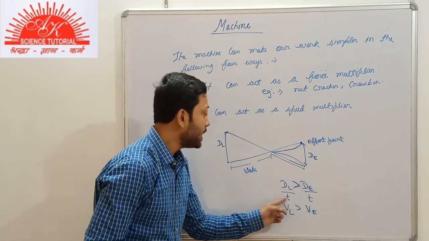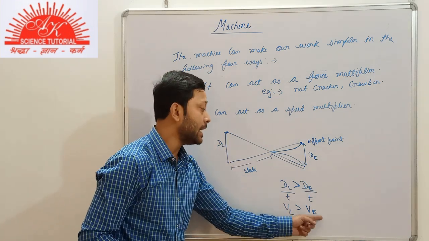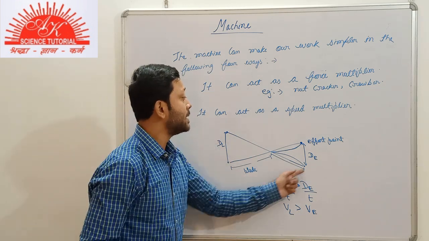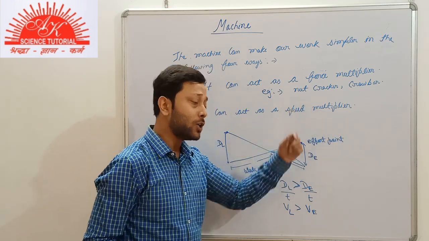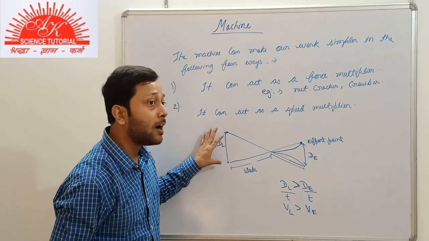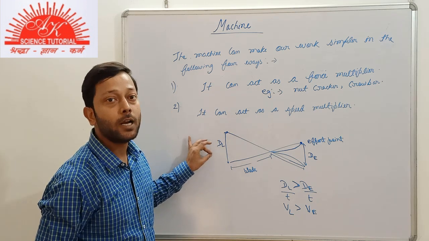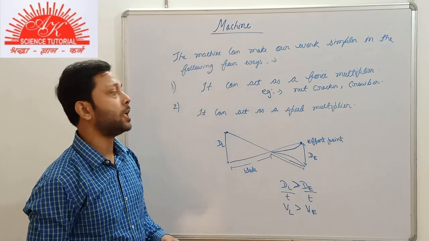What do we conclude here? The load moves at a faster rate than the effort. So what does this simple machine do for us? It acts as a speed multiplier, because for a smaller movement of effort, there is a larger displacement of load. And so we conclude that the scissors act as a speed multiplier.